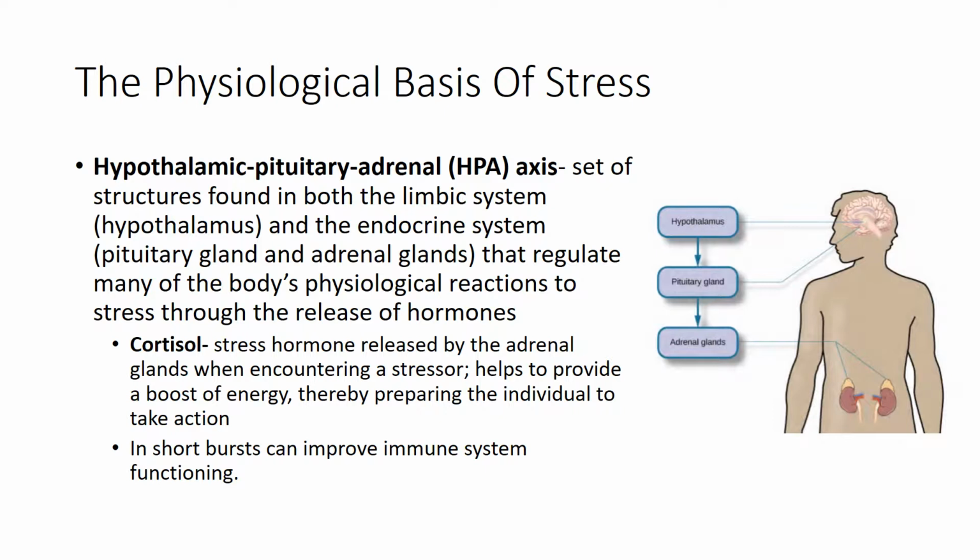Cortisol is a stress hormone that's released by the adrenal glands when encountering a stressor. It helps to provide a boost of energy and prepares the body for action. In short bursts, it helps to improve our immune system and our functioning. When it remains in our system long-term, however, it can create short-term and long-term health problems for us.